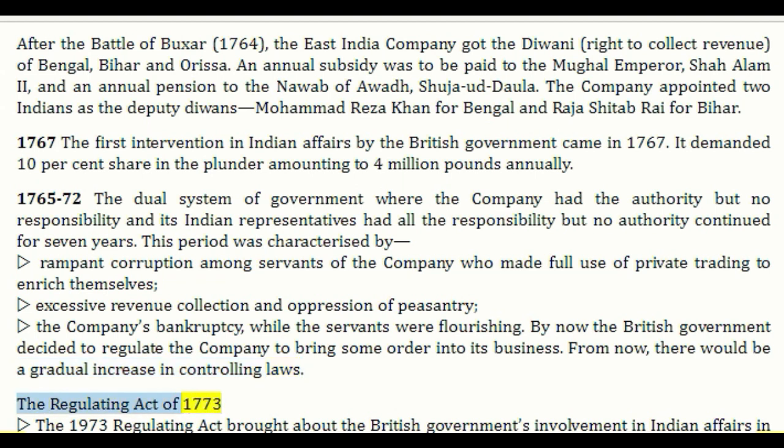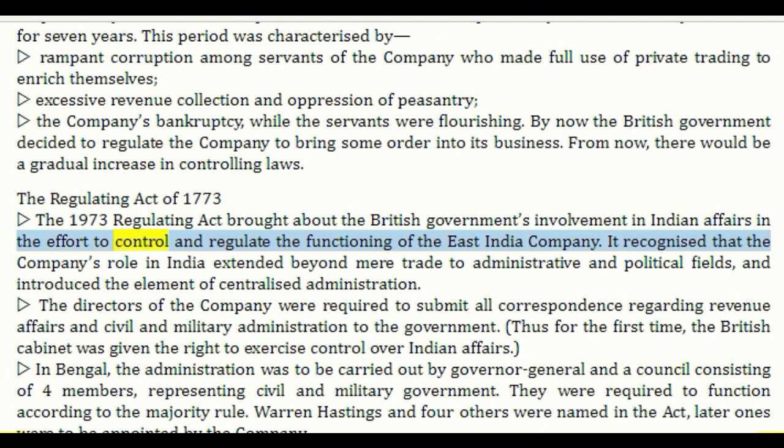The Regulating Act of 1773. The 1773 Regulating Act brought about the British government's involvement in Indian affairs in an effort to control and regulate the functioning of the East India Company. It recognized that the Company's role in India extended beyond mere trade to administrative and political fields, and introduced the element of centralized administration. The directors of the Company were required to submit all correspondence regarding revenue affairs and civil and military administration to the government. Thus, for the first time, the British cabinet was given the right to exercise control over Indian affairs.